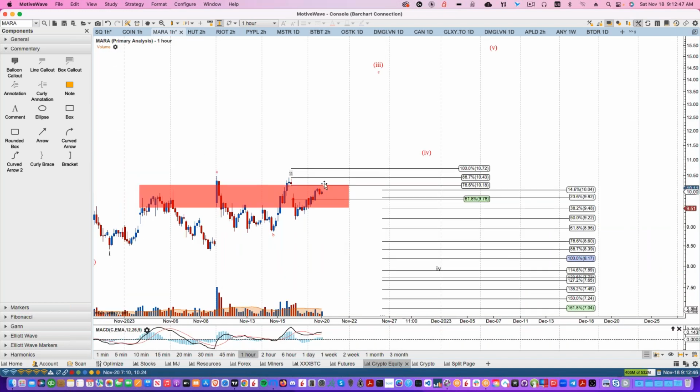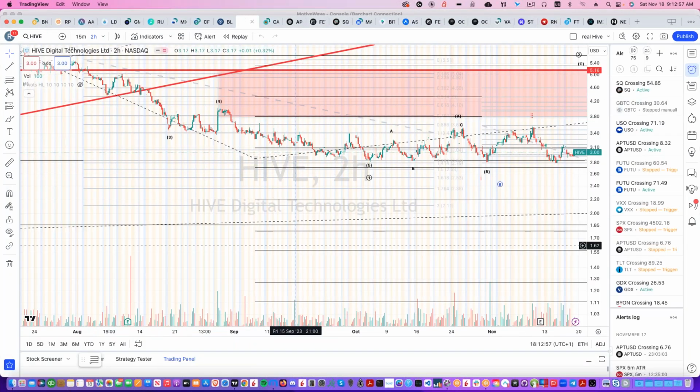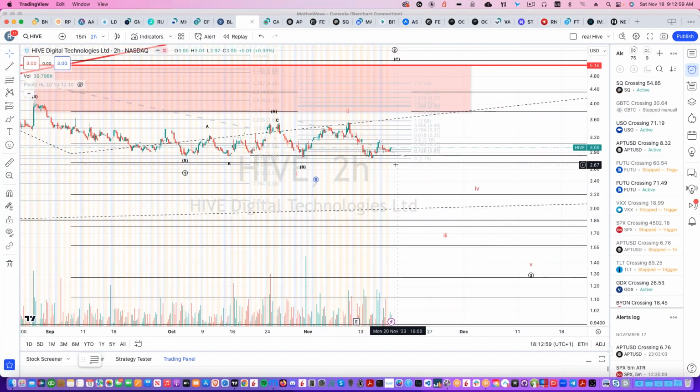I still have some puts, but those puts are burning up basically. So not fun. Doesn't matter. I'm not in giant positions here in Marathon. Hive, I'm going to take it off the weekly report. It looks like a breakdown setup.